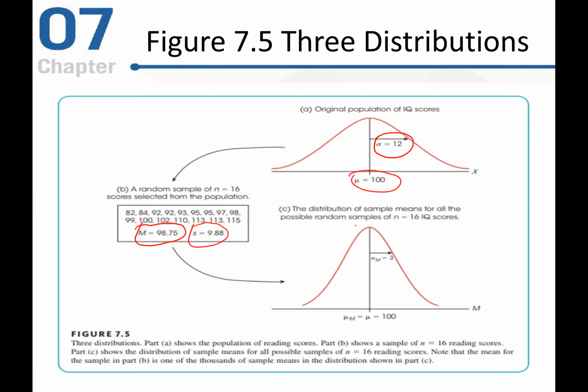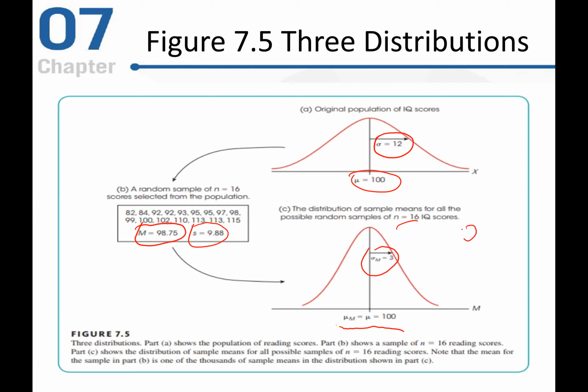If we then took a distribution of sample means for all of the possible random samples with a sample size of 16, well, the population mean is going to equal the average of all the sample means in the distribution. So that's going to be the same, but we're going to have a standard error of 3. So how do we get that standard error of 3?